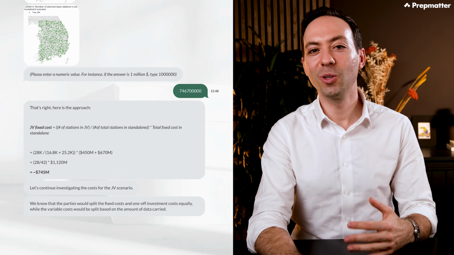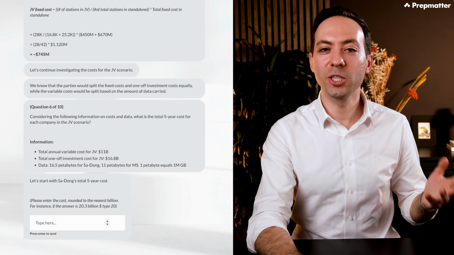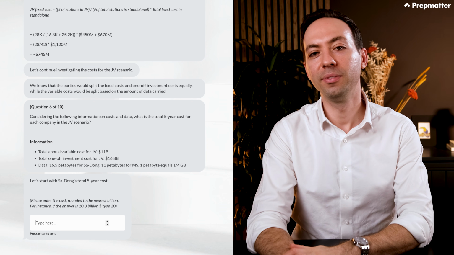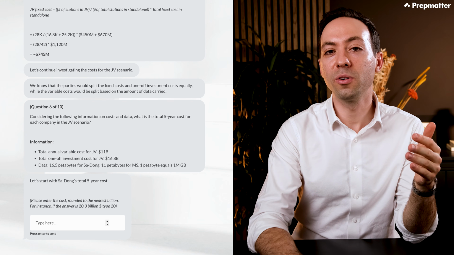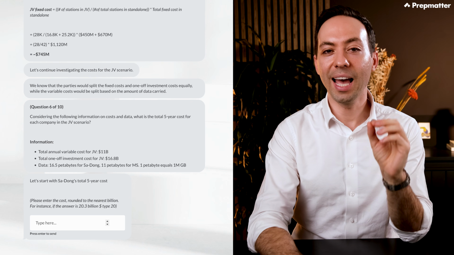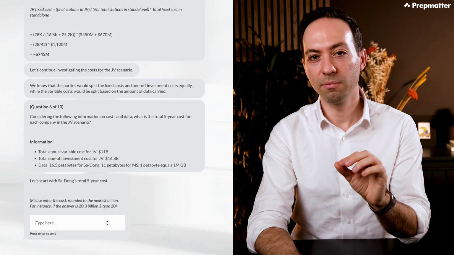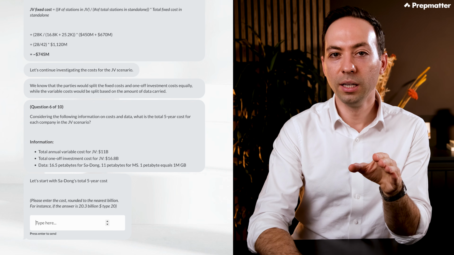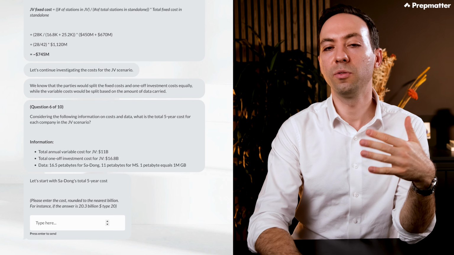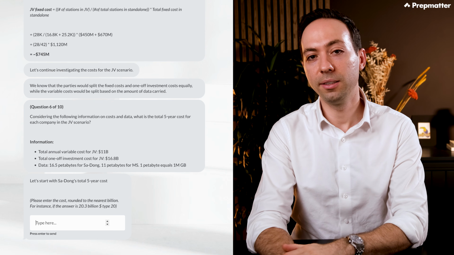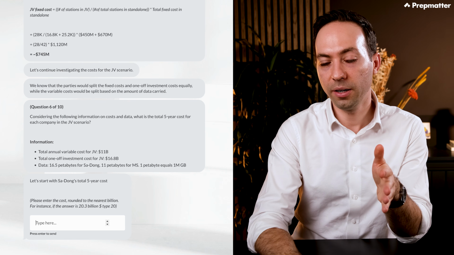As a side note, don't worry too much about rounding. A good rule of thumb is to round up or down to the nearest whole number. You won't be penalized for it. So in this case, you can also write the figure as 747 million. In fact, in the answer sheet, it says approximately 745 million. So I'll continue using this number to ensure consistency. But again, if you end up using 747 million, it won't change the answer. So let's continue investigating the costs for the JV scenario.